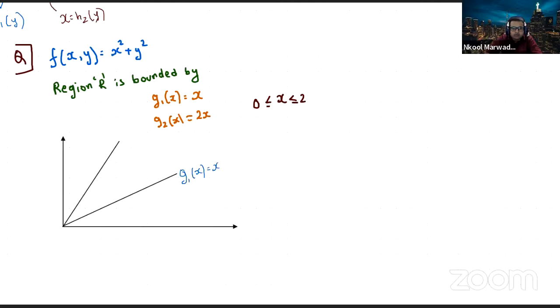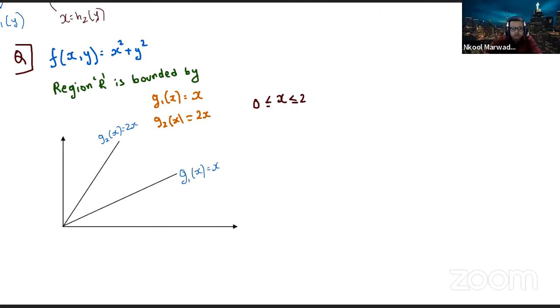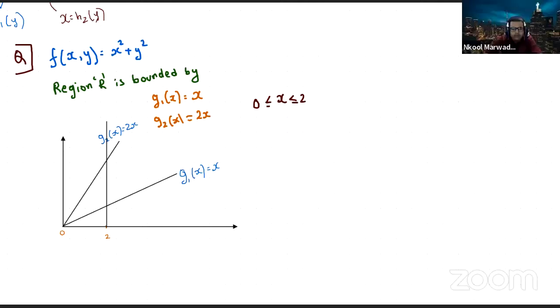Let us suppose this is g2(x), which is equal to 2x. And we have been given the region. Region is from 0 to 2. So let us make use of that region. This is 0. Let us suppose this is 2. Let us draw a vertical line from that 2. Let me draw it properly. Now I can visualize the region. This is the region we are interested in. We have to find the area of this region.